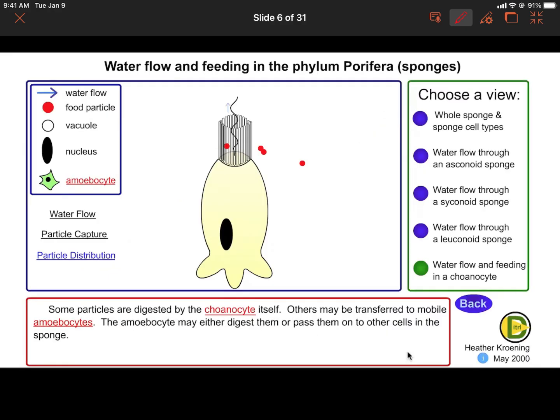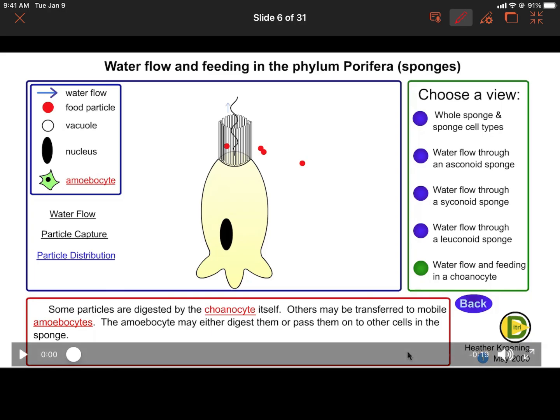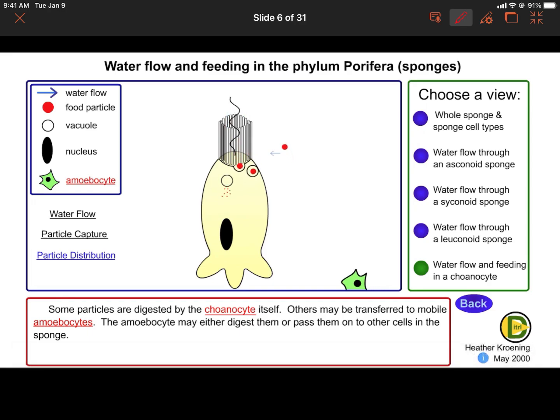Okay, and we talked about how as water passes by those choanocytes, food particles are trapped on that collar of microvilli around the flagellum and then get carried down into the cell where they're phagocytosed. There's a nice illustration of that, and then they can be used by that choanocyte or transferred to another cell. There's a lot of movement between cells and movement of cells in sponges.